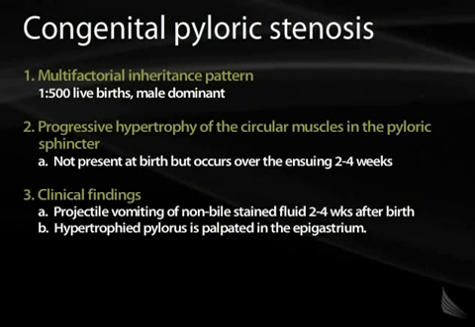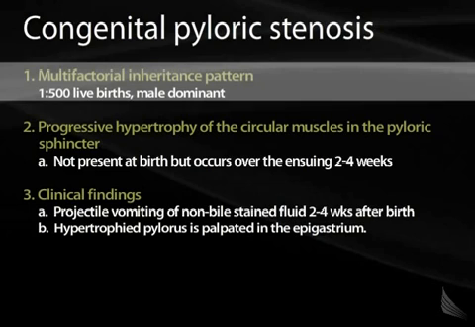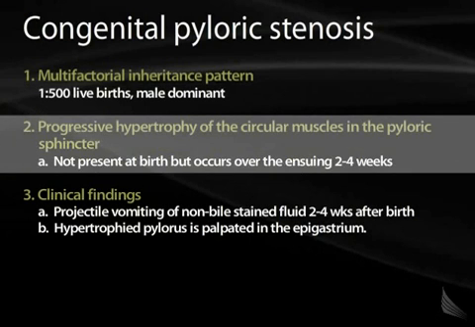Another thing that's often tested on this examination is congenital pyloric stenosis. This is an inherited disorder with multifactorial inheritance pattern and is present in 1 in 500 live births. There is a predominance of men who are affected, and it's characterized by progressive hypertrophy of the circular muscles in the pyloric sphincter.